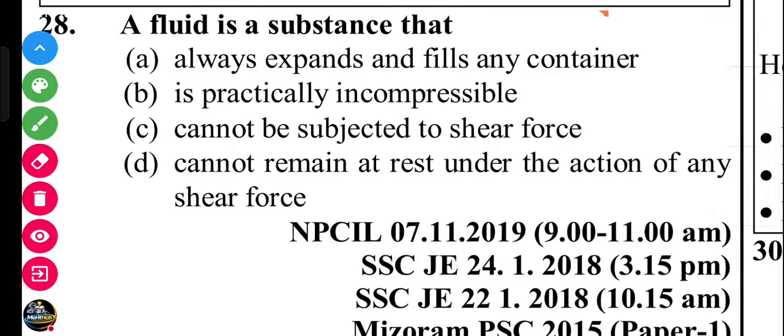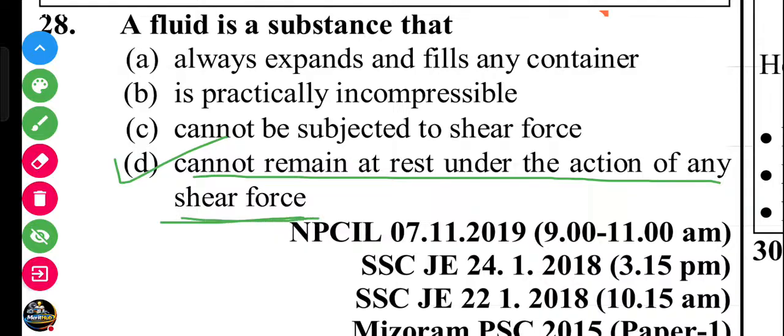Question number 28. A fluid is a substance that A. always expands and fills any container, B. is practically incompressible, C. cannot be subjected to shear forces, D. cannot remain at rest under the action of any shear force. D is the answer: cannot remain at rest under the action of any shear force.